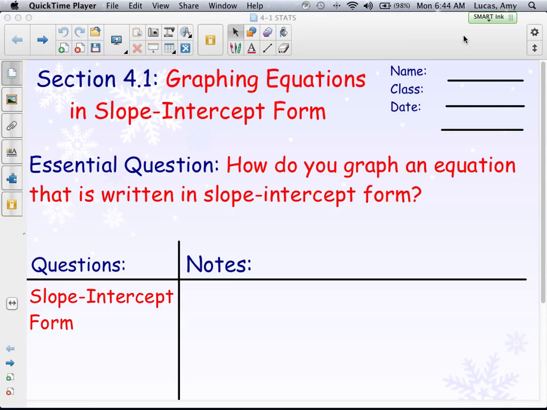Lesson 4.1, Graphing Equations in Slope-Intercept Form. Our essential question is, how do you graph an equation that is written in slope-intercept form?